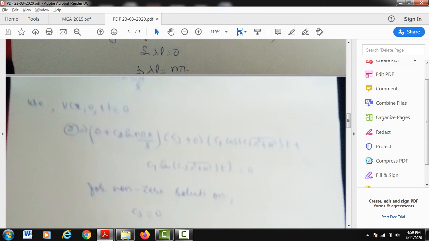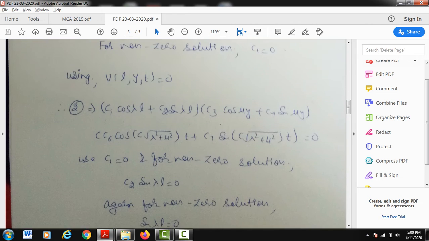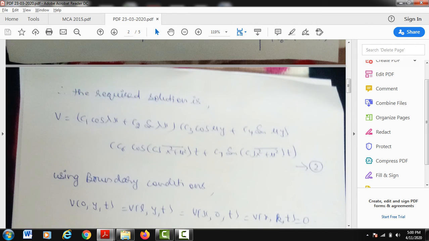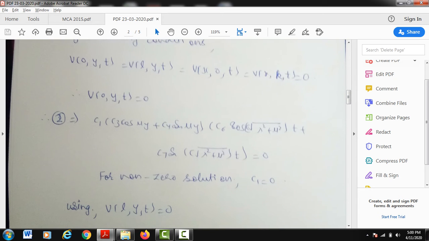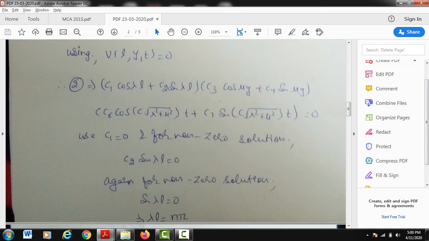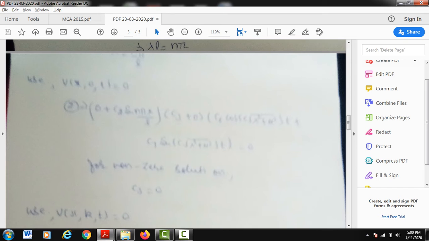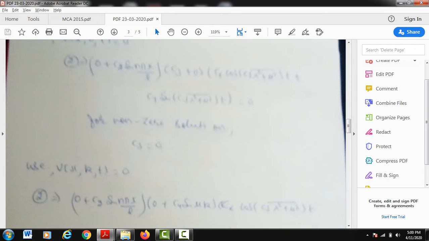The next condition that I am going to use is v(x,0,t) is 0, that is by putting y equal to 0. So equation 2 reduces, when I put y equal to 0 in the y factor, to cos 0 is 1, c3 plus c4 into sin 0 which is 0, and I will be left with this factor. Again, for the non-zero solution, c3 should be 0.